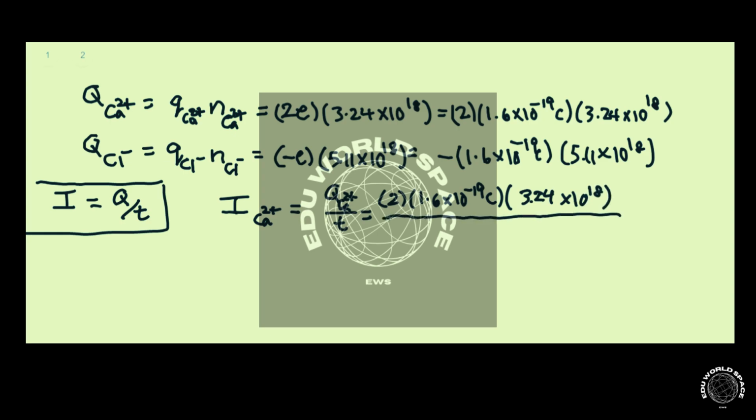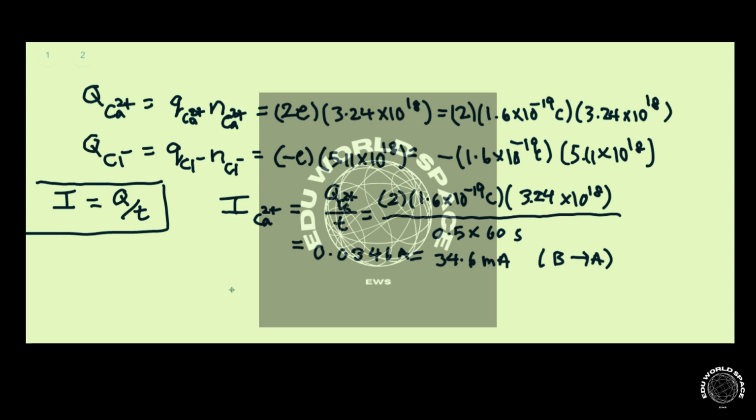divided by half a minute, which I'll convert to seconds. So half a minute times 60 gives me seconds. And when I calculate this number, I find that I have 0.0346 amperes, or 34.6 milliamperes. And this is going from B to A because that is the direction in which we are told the charge of Ca2+ flows.